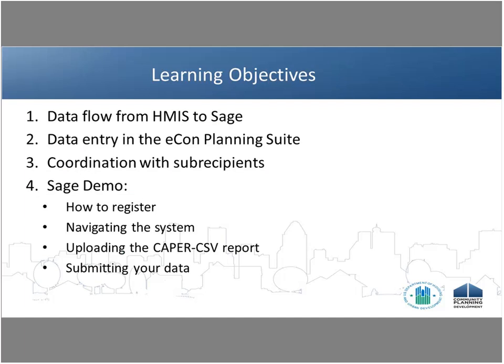The learning objectives are listed up here on the screen. I'm going to briefly state these and then turn things right over to HUD. We're focused on going over how to utilize the Sage system. First, we'll start by going over the process for the data flow from HMIS, your Homeless Management Information System, to Sage. Then HUD will go over in some detail what the data entry process is within the Econ planning suite, because that is still an element of the CAPER submission process. And then, since today is focused on recipient guidance, there will be some information on how you as recipients should be coordinating with your sub-recipients.